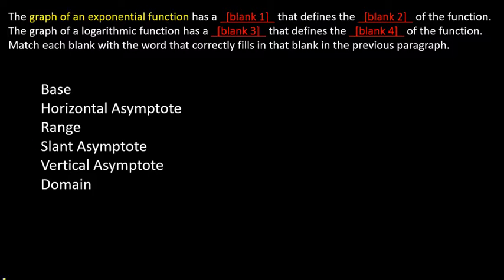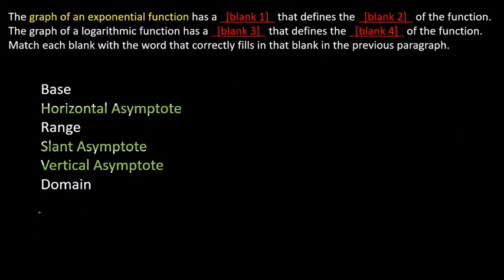Let's keep in mind our answer choices, okay? So we have three different types of asymptotes. We have horizontal asymptotes, slant asymptotes, and vertical asymptotes, okay? So chances are that these asymptotes are either going to fit the first blank or the second blank, right? One of them is.